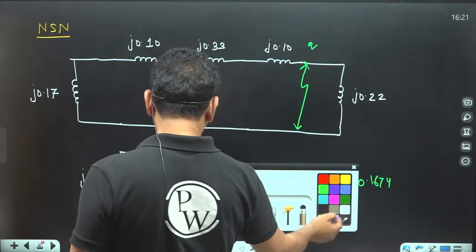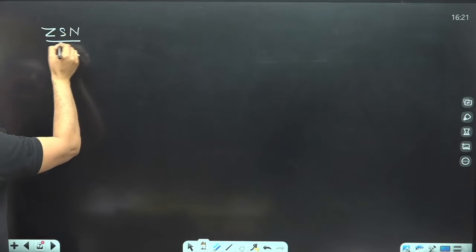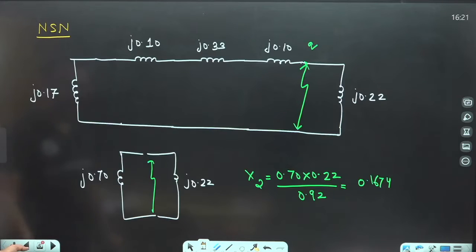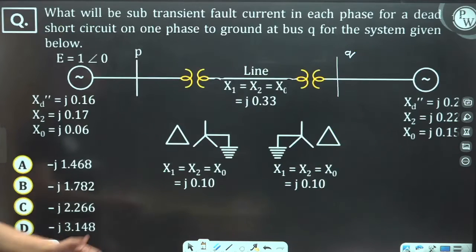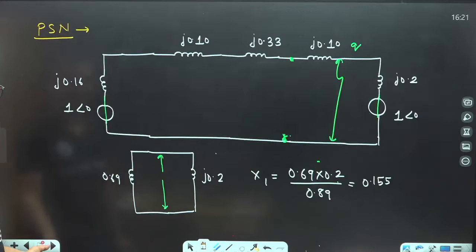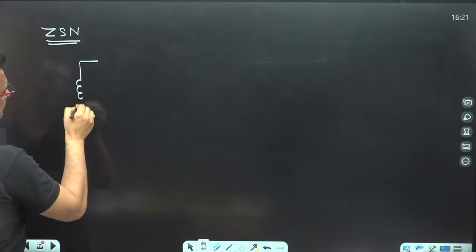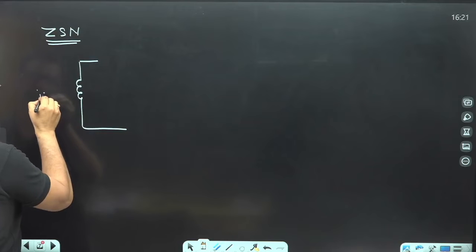Now find out the zero sequence network. Take care while drawing the zero sequence network of the three-phase transformer. First, the zero sequence network for the alternator is nothing but j 0.06. Now come to the transformer.